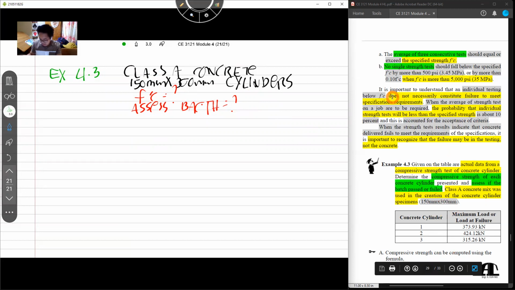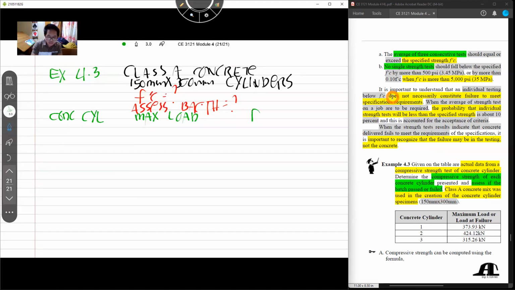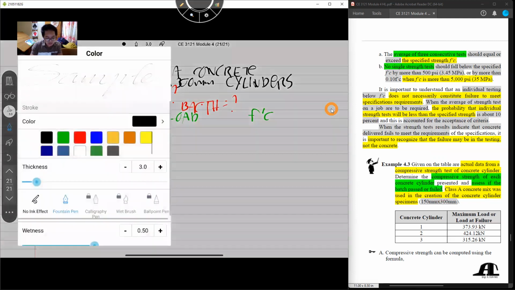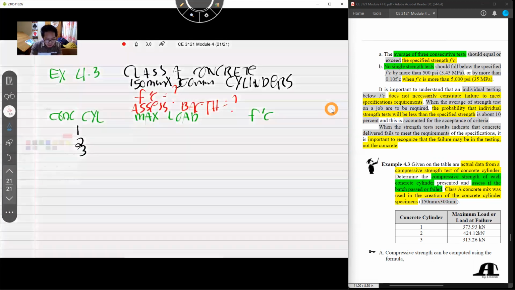Okay? So, ang galawan lang natin dito, class, syempre, yung concrete cylinder. Okay. Tapos, ano yung maximum load nila? So, maximum load. Okay. Tapos, syempre, dito mo na makukuha yung strength nila. Okay. So, meron lang tayo tatlong, so concrete cylinder 1, 2, tapos 3. So, dito, class, again, ang unit natin dito is kilonewton daw siya. Okay. So, dito, class, gusto natin MPa na siya.